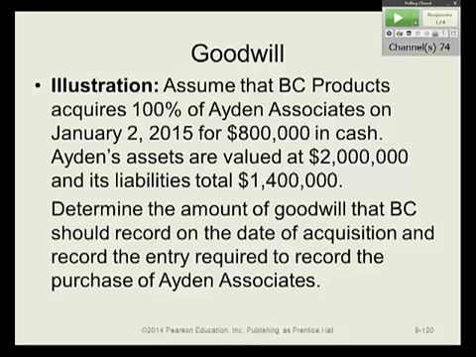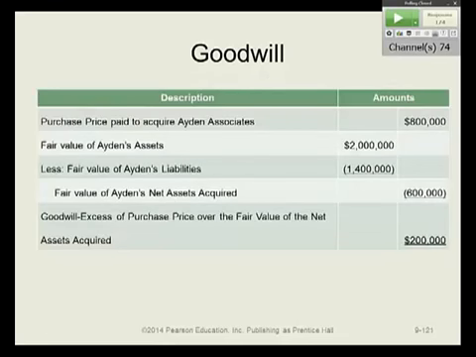Goodwill is the excess of your cost over the fair value of the business that you buy. So the business is appraised at what? Assets minus liabilities. The business is appraised at $600,000. You paid $800,000. The excess goes into an intangible asset that's called goodwill. Goodwill is not amortized because it survives as long as the life of the business.